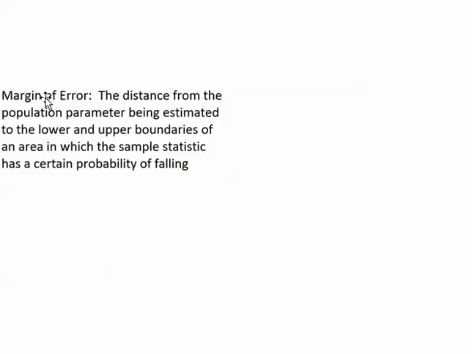The margin of error is the distance from the population parameter being estimated to the lower and upper boundaries of an area in which the sample statistic has a certain probability of falling. And I know this definition probably sounds wordy and it's probably not quite clear yet, but I think it'll make sense once we look over a few diagrams of the concept.